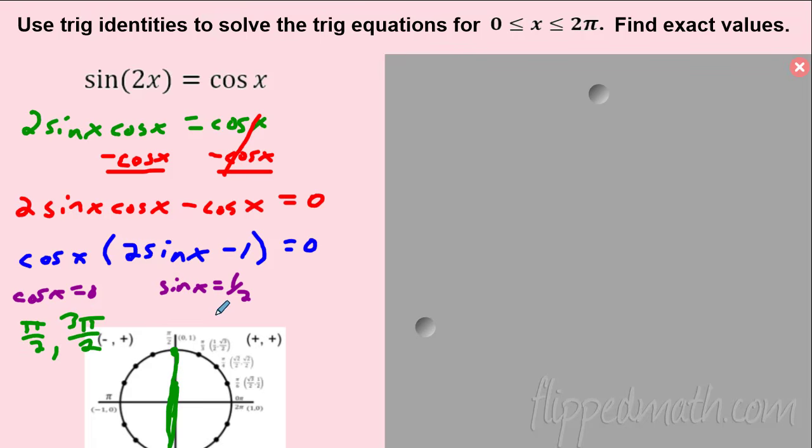And then where's this one? Where does sine equal 1/2? Well, I know sine equals 1/2 at these pi over 6s, and we want sine to be positive, so it looks like it's going to be here and here. So we're looking at this one and this one, which is what? Pi over 6.